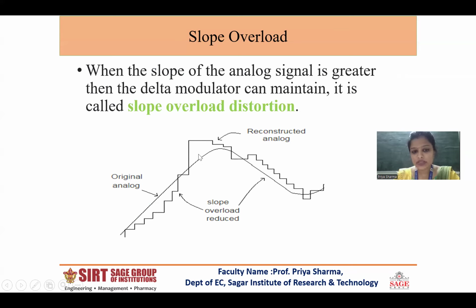So this is called slope overload distortion. Distortion takes place because the step size is fixed. It cannot follow the message signal. So this is slope overload.